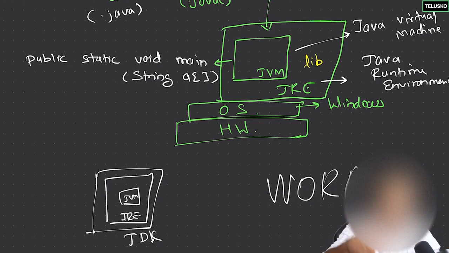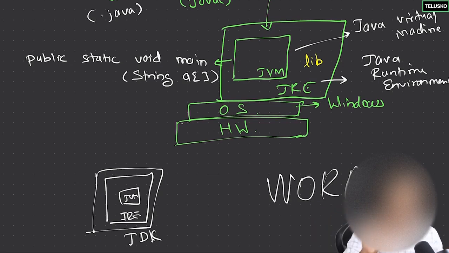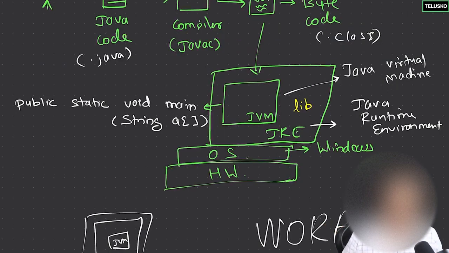So you just have to write on your machine, and you can run it on any other machine, provided you have JRE and JVM installed. So that's how Java works behind the scenes. I hope it makes sense now, and we'll write some more code in the upcoming videos.